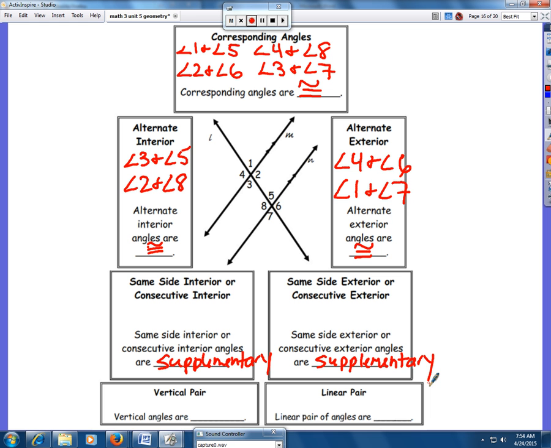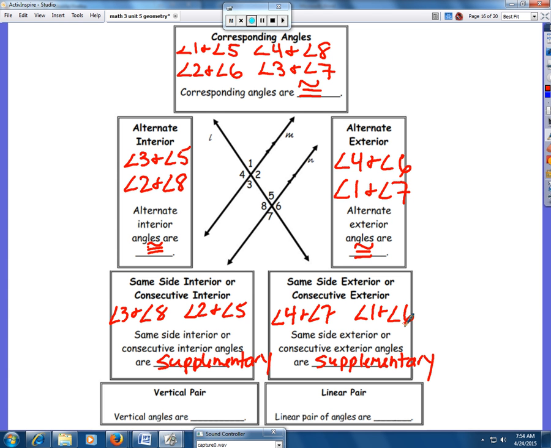So which ones are same side interior? Well, angle 3 and angle 8. And we also got angle 2 and angle 5. And then same side exterior, angle 4 and angle 7, and angle 1 and angle 6. So when you're solving problems with same side, either interior or exterior, you're going to take their sum and set it equal to 180.